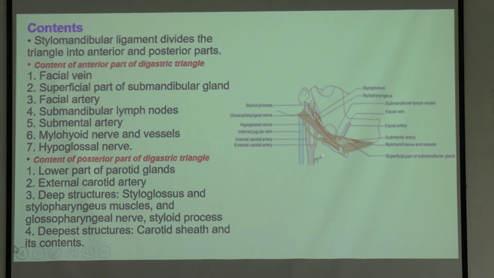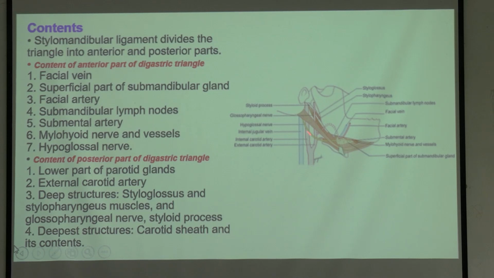Other contents we will see in the cadaver; until we see the cadaver, it is very hard to digest. We can find the hypoglossal nerve, and we can find the facial artery and one branch from the facial artery going to the mentum, which is called the submental artery. So these are some contents.